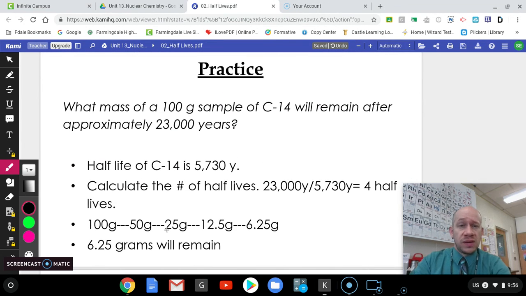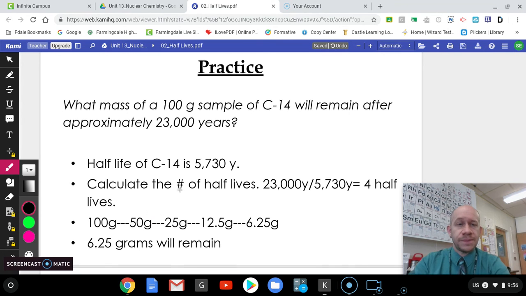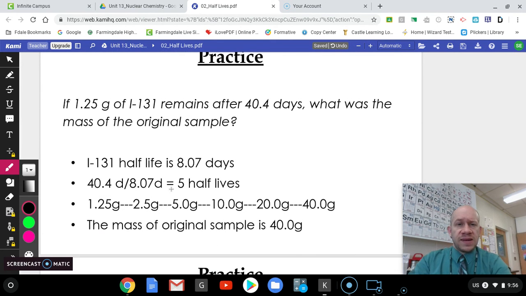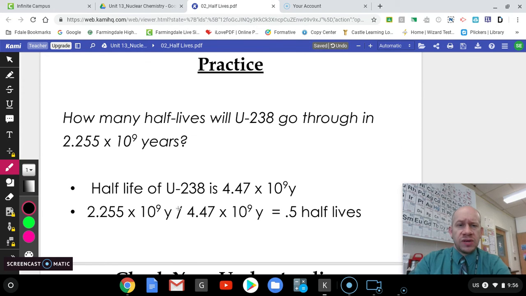So here's a practice example for you. I won't talk you through it. You can just read through and copy it. Here's another practice example. I won't read through. You can just copy it. And here's a third practice.